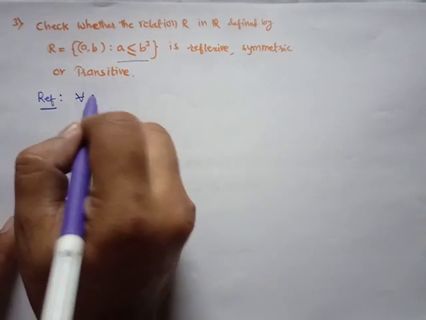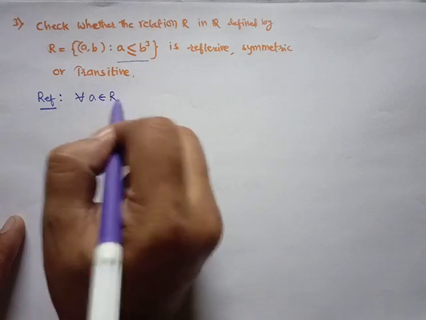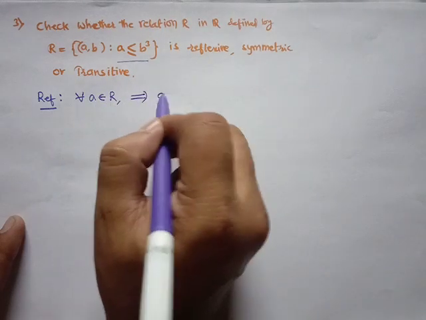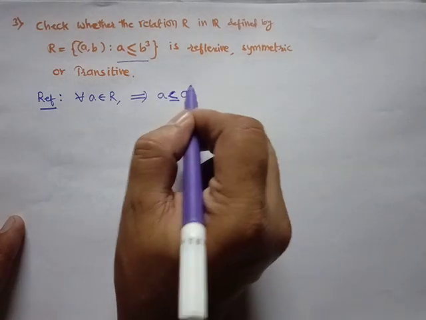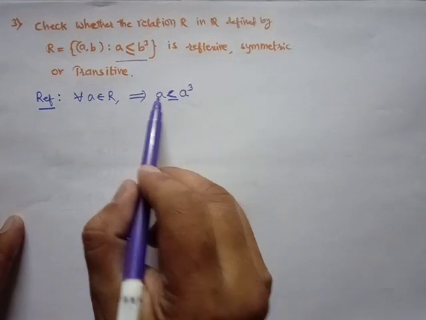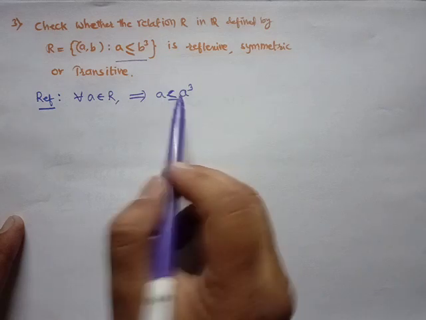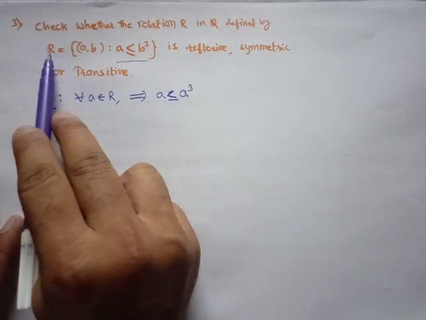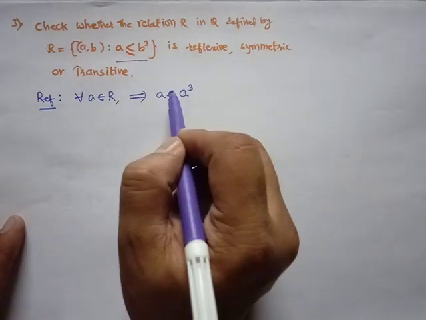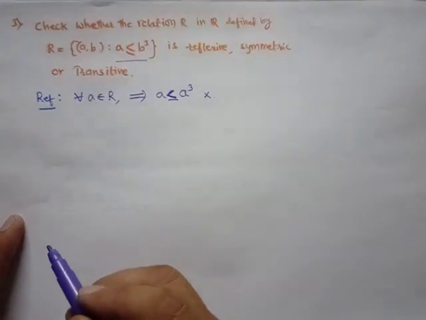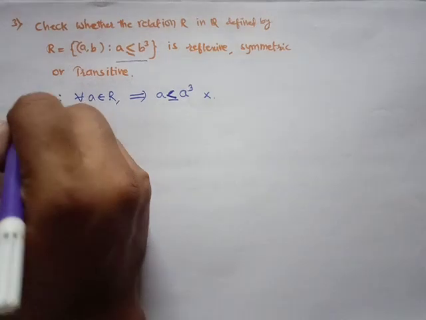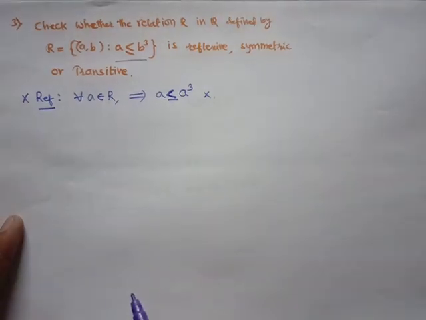For all a belonging to R, can I say a ≤ a³? If a ≤ a³, then (a, a) belongs to R. But a ≤ a³ is not right for each and every element of R. So that's why it is not reflexive.